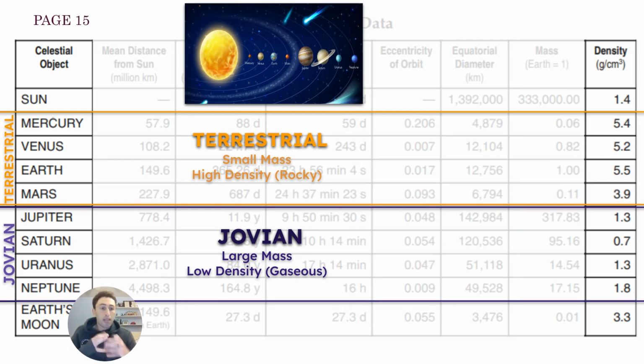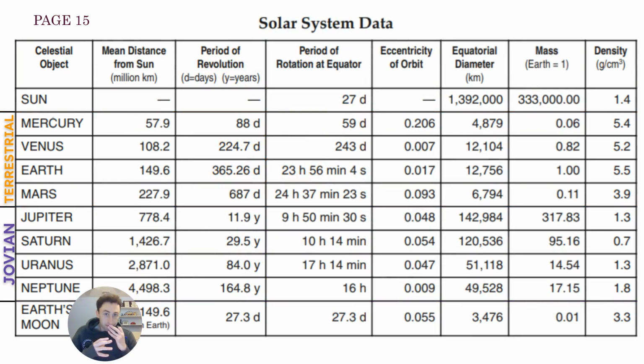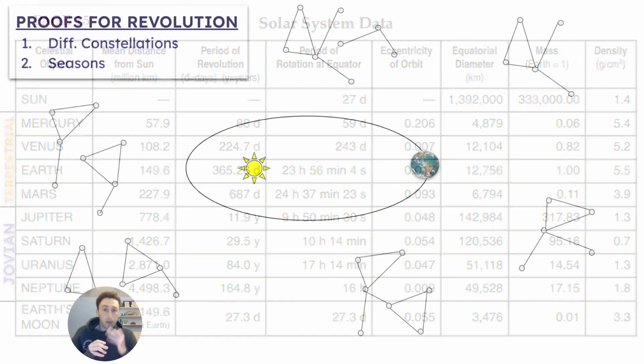But the Jovian planets, you see, they have a much lower density of 1.3, 1.8, which causes them to be this heavy gas. So they're called gas giants, gas planets, the Jovian planets. That is the solar system data on page 15 of the reference table.